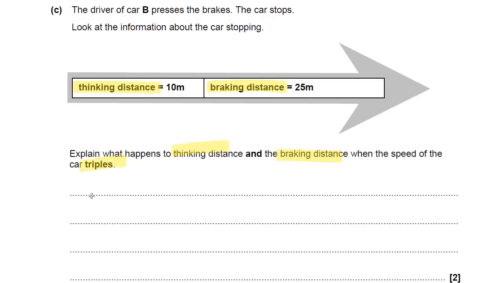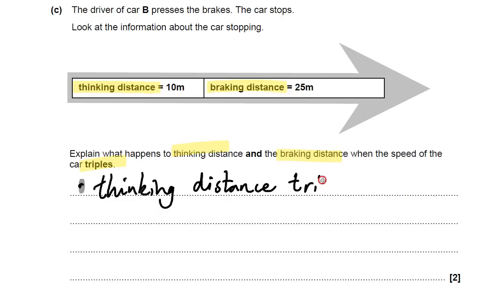Well, because the thinking distance increases linearly with speed, then if the speed triples, the thinking distance also triples. Simply put, the reaction time is always going to be the same. If the speed's 3 times as fast, then the distance is 3 times as far. That's pretty simple, really. The thinking distance triples.